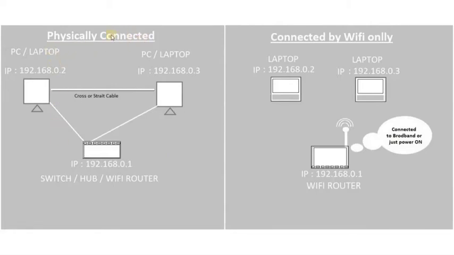Here are physically connected systems in your local area network. Here are physically connected systems to a network device. Here the systems are connected to a Wi-Fi device. These systems are connected by Wi-Fi only. These systems are connected to a Wi-Fi router.